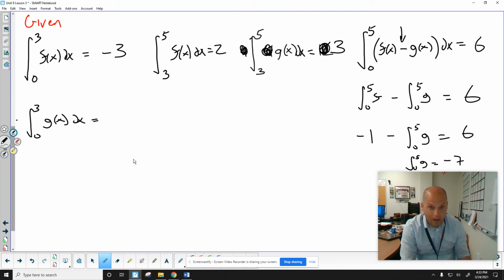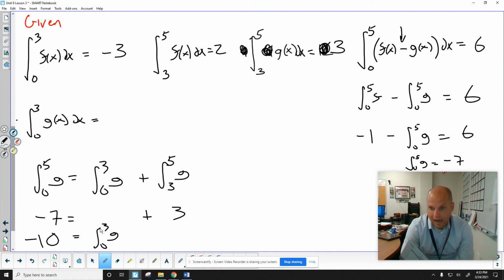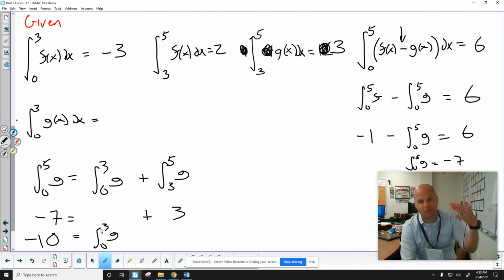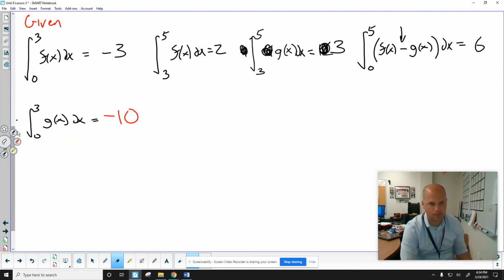Okay, cool. Well, you got pretty much everything you need now. 0 to 5 of g equals 0 to 3 of g, which is what we're trying to find, plus 3 to 5 of g. This is negative 7. I don't know what this is. 3 to 5 was 3. Subtract 3 from both sides. You get 0 to 3 of g is negative 10. Okay? I like that method, actually. I think it's easier than the method I'm about to show you, which is how I thought of doing it the first time. It just shows you, to each his own. I think maybe this way might be quicker than my way, but everybody's going to get the same answer.